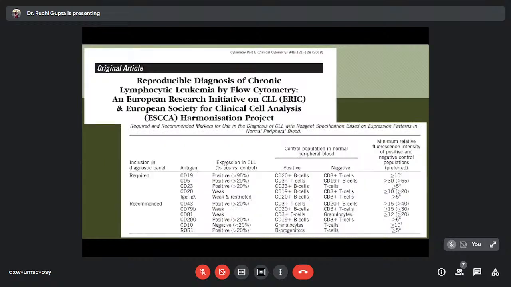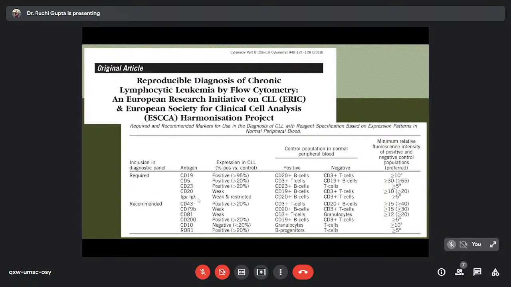So this is one of the recent articles where a European research initiative on CLL and the European Society for Clinical Cell Analysis proposed a harmonization of which markers should be used in CLL. They have drafted which antigens are required and which are recommended. I think it is needless to say that CD19, 5, 23, 20 and a weak expression of surface immunoglobulins in one single tube can discriminate that this is possibly a case of CLL.